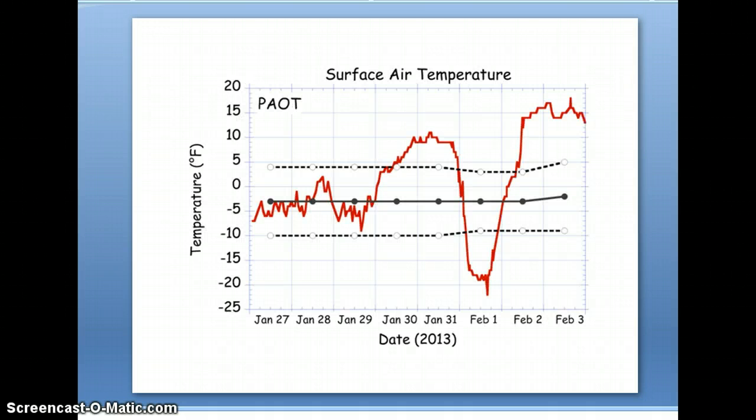This is a graph showing the surface air temperature in Kotzebue for January, the last week in January actually. This dashed line with the white circles is the maximum average for their climate there, so their actual year-to-year climate, which is gathered over 30-year periods. This is the maximum, this is the mean, and this is the minimum, and this is actually the day-to-day variability for the last week of January in 2013.